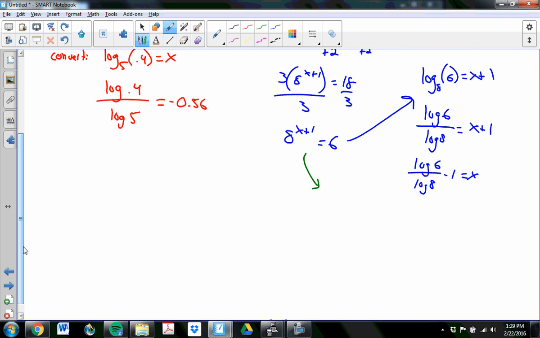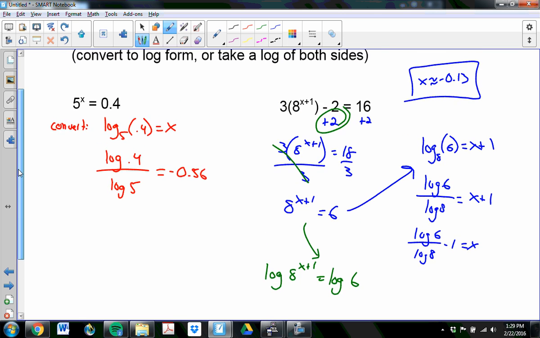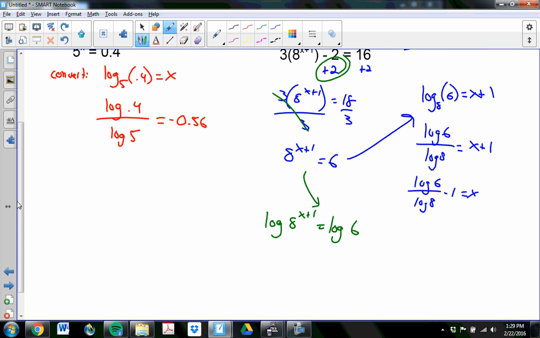a logarithm of both sides. And I literally just put the word log in front. You only want to do this once you're down to just the exponential part of the problem. I still have to get rid of the 3 and the addition and subtraction up here. I want to get down to just the exponential part of the problem. But it's the same logic as before. The only way that this can be true is if this is also true.